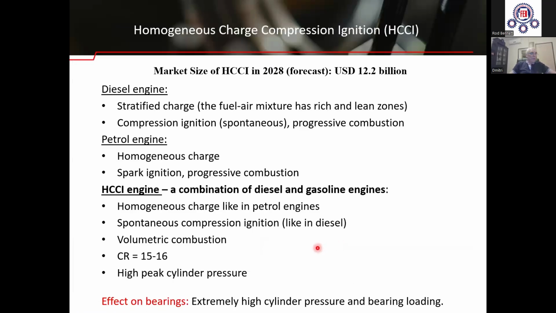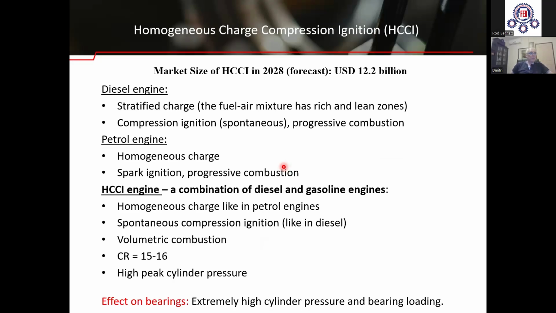Now the homogeneous charge compression ignition. This is a relatively new engine, but I think it is interesting to look at it. According to some forecasts, in 2028, the production of those engines may reach 12 billion US dollars.